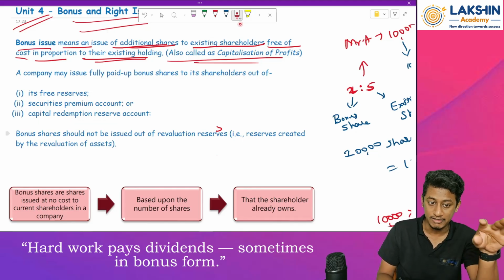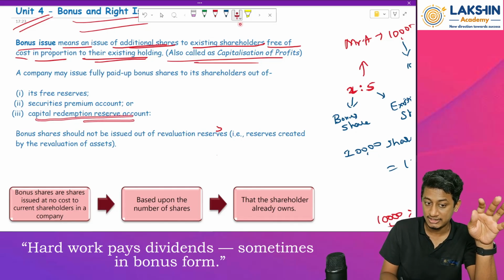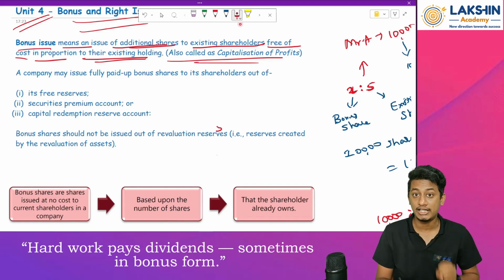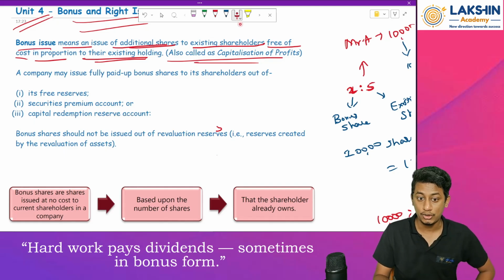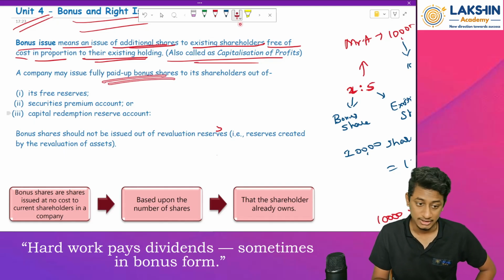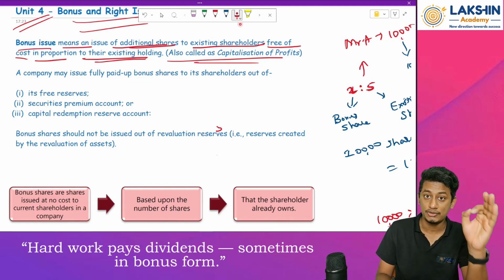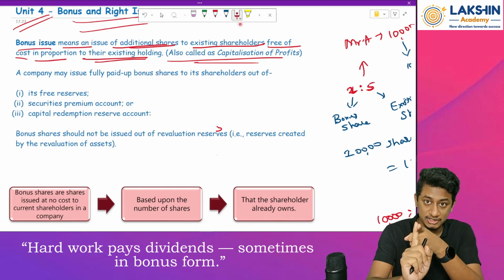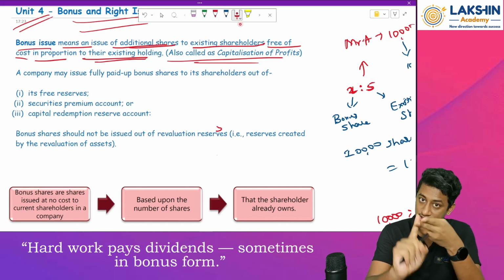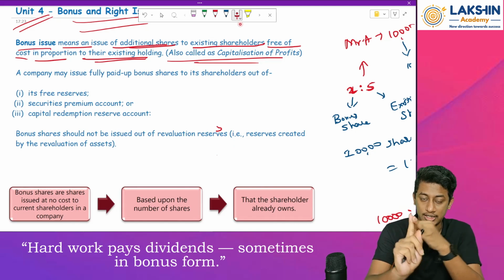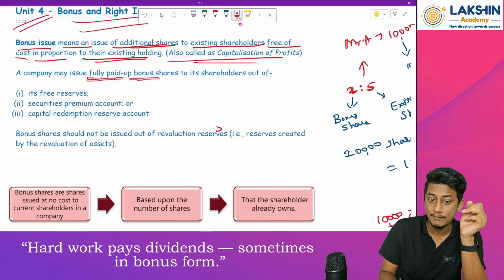But right now understand, whatever capital redemption account is created, from that also we can use the money to create the share capital or to issue the fully paid bonus shares. Clear? Okay. See, bonus shares cannot be issued at a lower price. Bonus shares also cannot be issued at a discount. It cannot be partly issued. Bonus shares are always fully issued. Clear? So that's why we call it fully paid bonus shares.